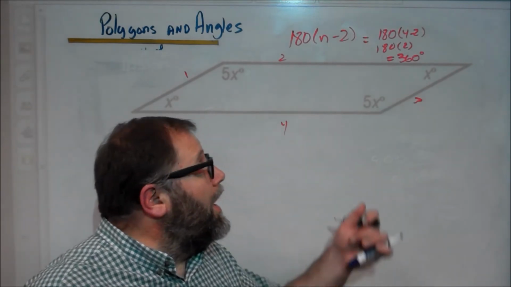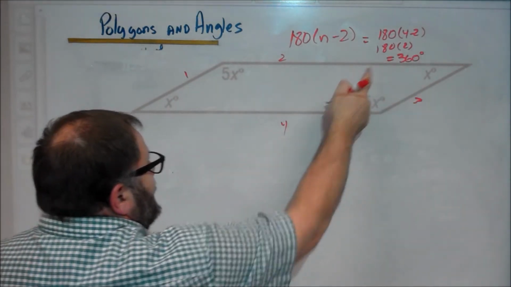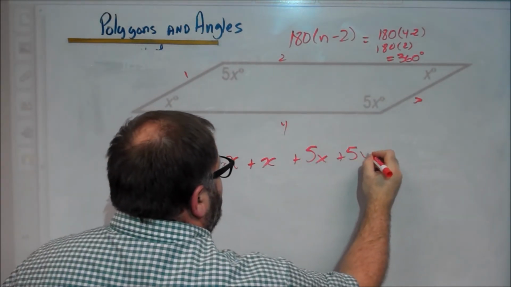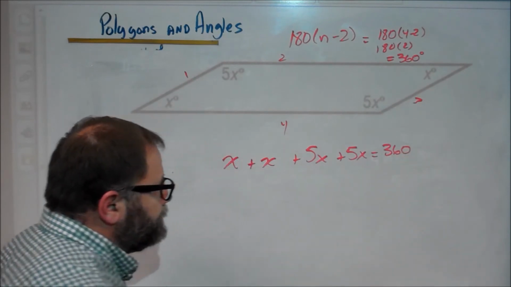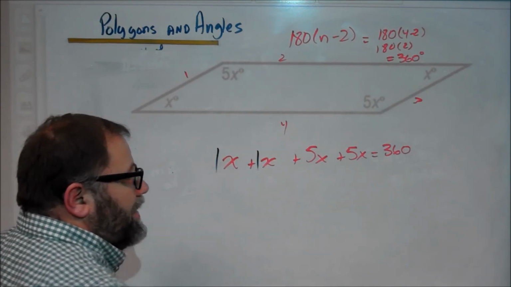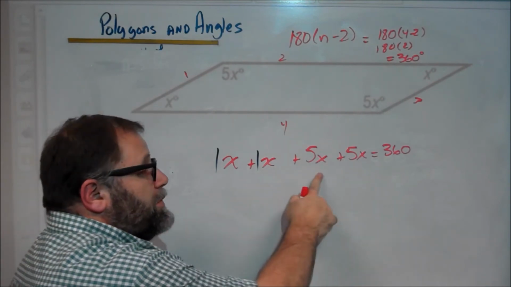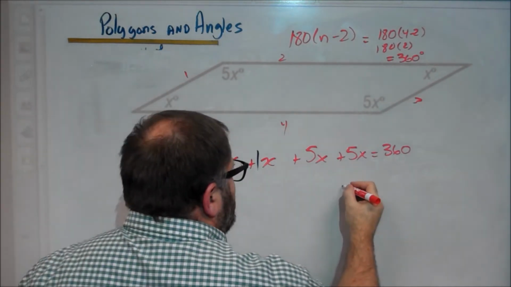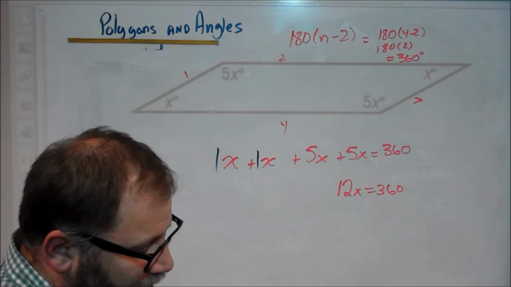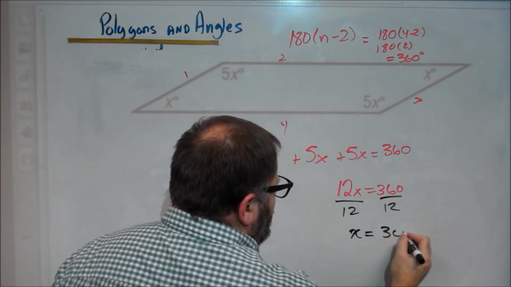Now let's figure out what each angle is. We do that by saying the sum of these 4 must equal 360. So I've got x plus x plus 5x plus 5x equals 360. Let's combine like terms. If it helps you, don't forget that there is an unwritten 1 ahead of those two, so we're just adding up x's. 1x plus 1x is 2x. 2x plus 5x is 7x. 7x plus 5x is 12x equals 360. Now we are dividing by 12. Let's get that x by itself, and we get x equals 30.